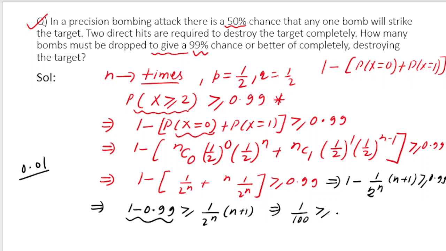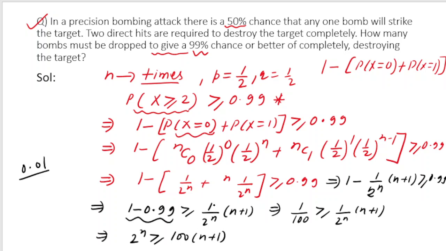This would be greater than or equal to 1 by 2n into n plus 1, right? So this gives us, if I do this multiplication, 2 to the power n should be greater than or equal to 100 into n plus 1.